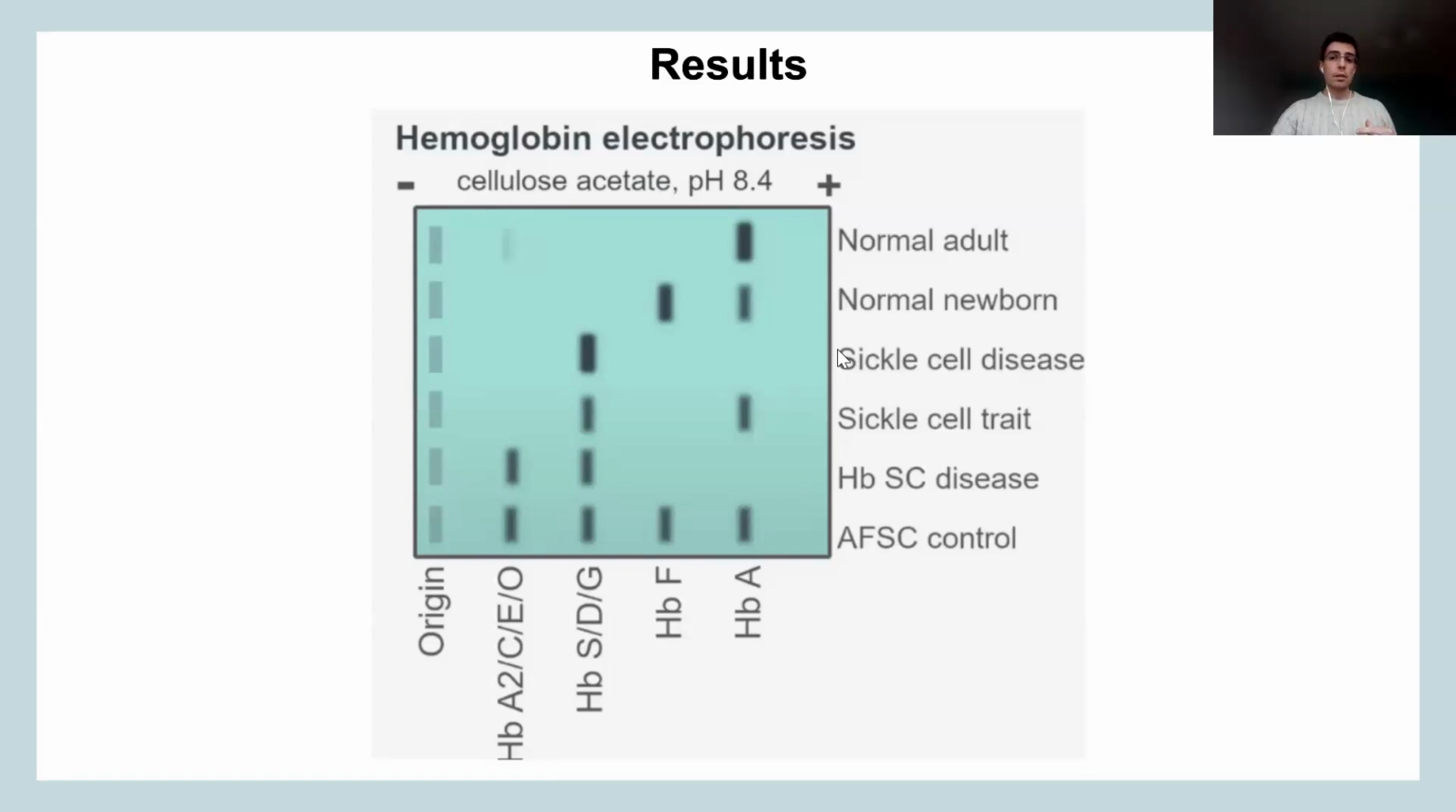In sickle cell disease, as we saw before, you're going to have just one band running in the S position. In a sickle cell carrier, I'd try you have two bands as well. SC disease, similarly, you're going to have two bands, but this time obviously running on the S and the C position, and your control, which is always necessary to run within your technique.